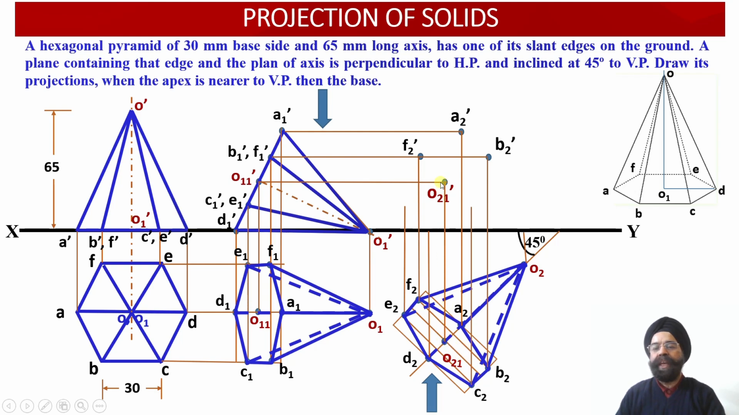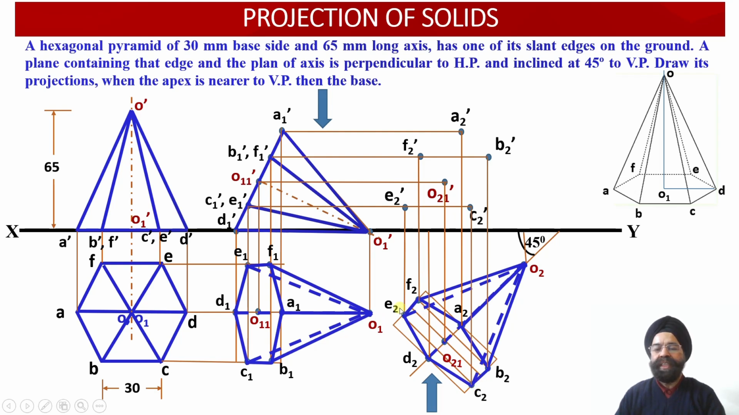So we are going to obtain this intersection point as O21 dash over here. Next we have these 2 points C1 dash and E1 dash. From C1 dash and E1 dash, again we have constructed a horizontal projector line. Now wherever this horizontal projector line will be intersected by the vertical projectors drawn through the points E2 and C2.